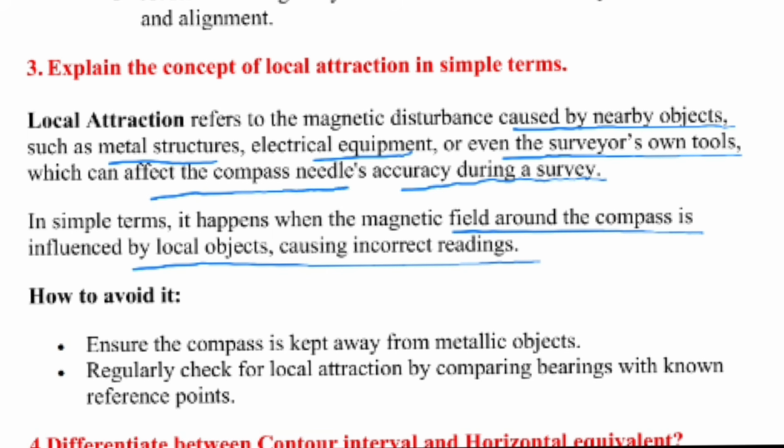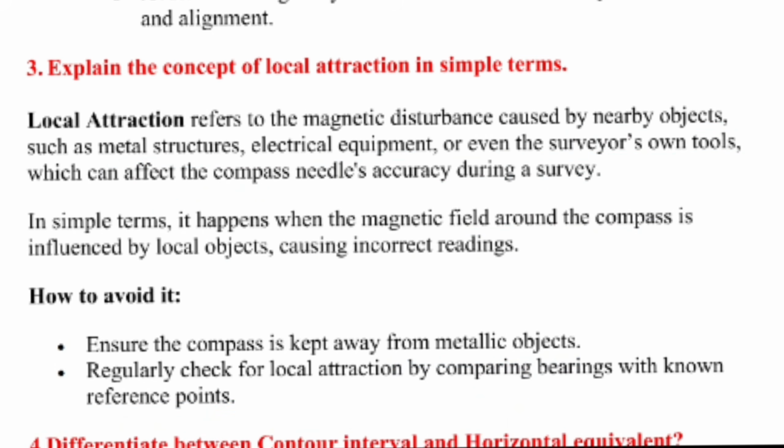How are you going to avoid it? You have to keep the compass away from metallic objects and regularly check for local attraction by comparing bearings with a known reference point. Every time, you have to check the reference point of the compass.